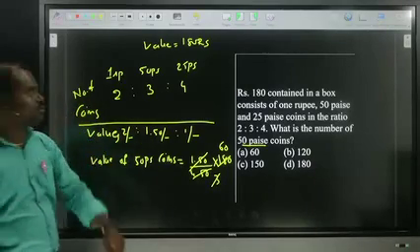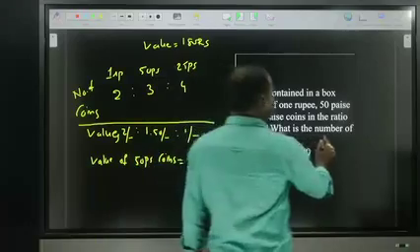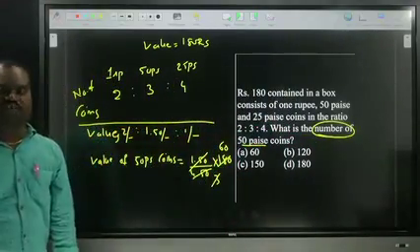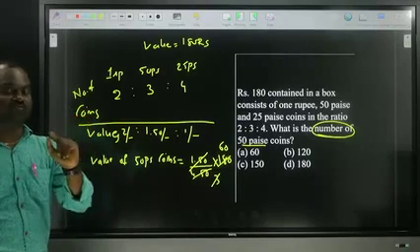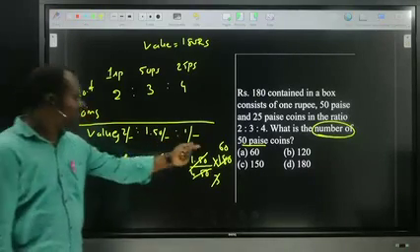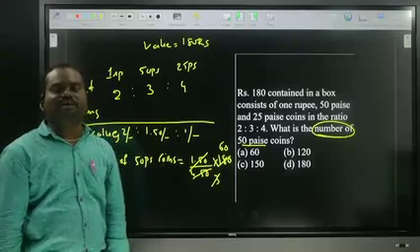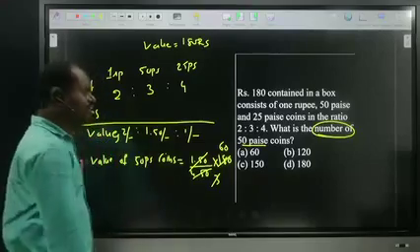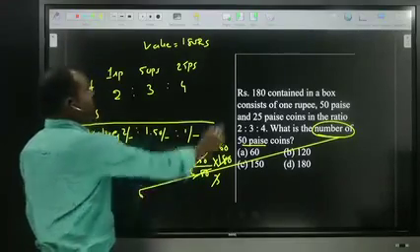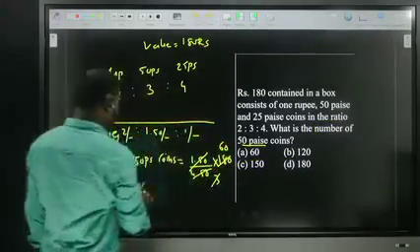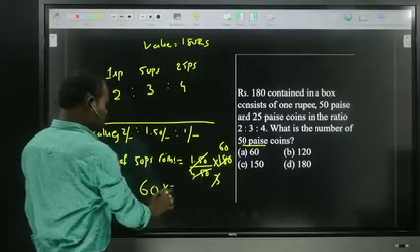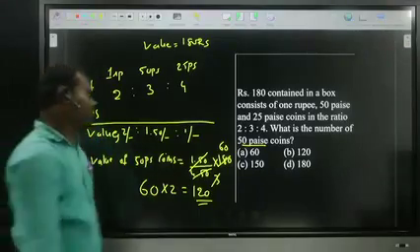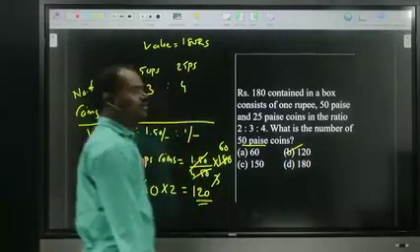But the question is not that. What is the question asking? What is the number of 50 paise coins? For every rupee, 2 coins of 50 paise. 60 rupees means how many coins? For every rupee, 2 coins. 60 rupees means 60 into 2. How many coins? 120. 60 into 2, 120 coins.